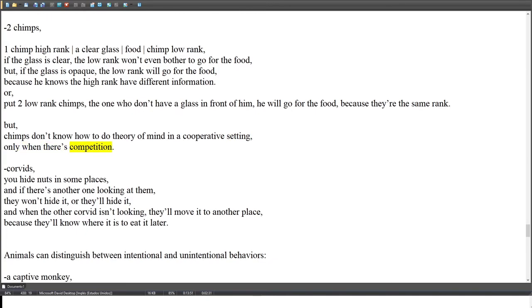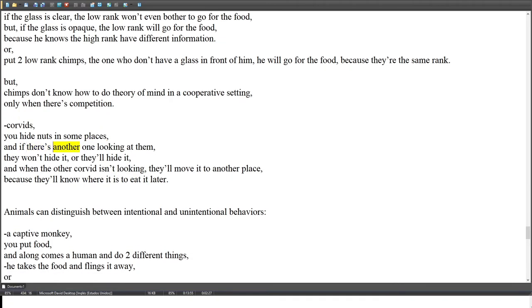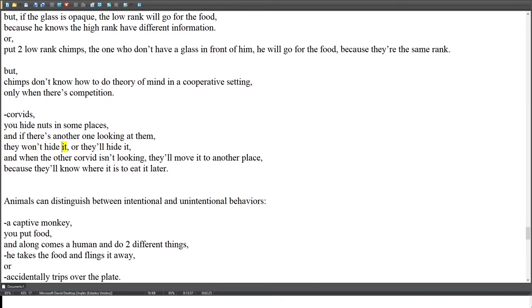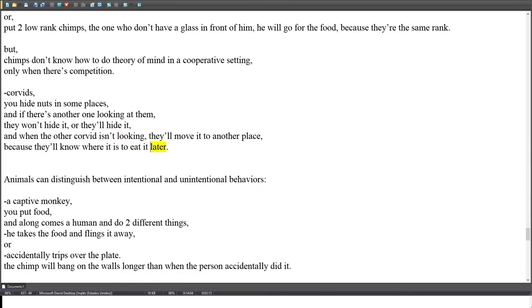Only when there's competition. Corvids: you hide nuts in some places, and if there's another one looking at them, they won't hide it, or they'll hide it. And when the other corvid isn't looking, they'll move it to another place, because they know where it is to eat it later.